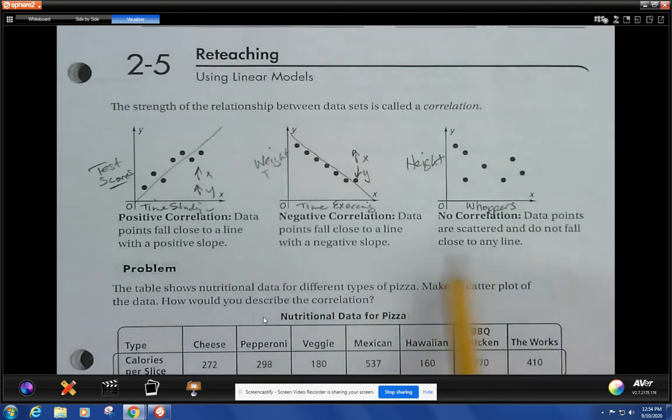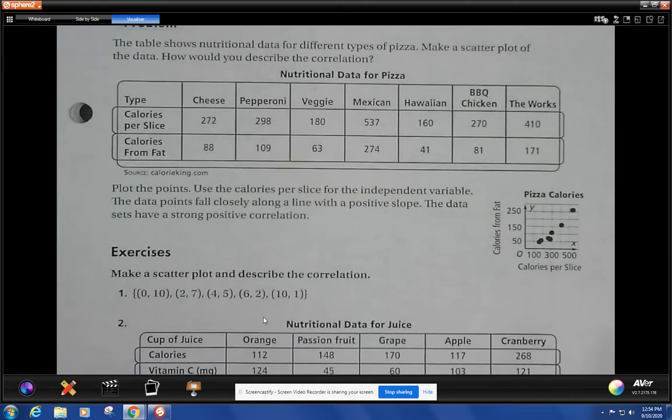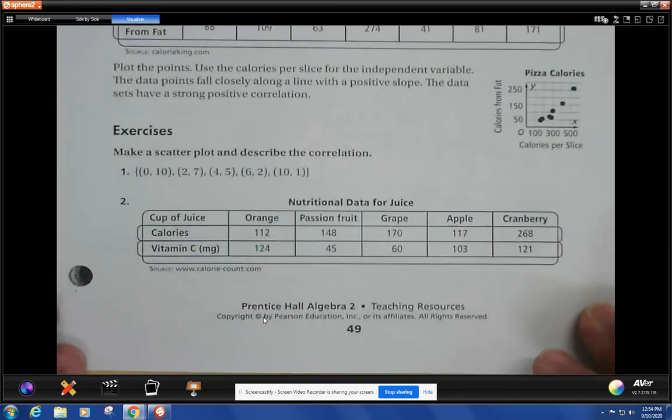So there's no real correlation between that data, and one of the things you've got to be able to do is to try to figure out whether there is, in fact, either a positive, negative, or no correlation at all, just simply from a data set. So let's look at one example here, and I'm going to skip this one. This one's kind of already done for us.